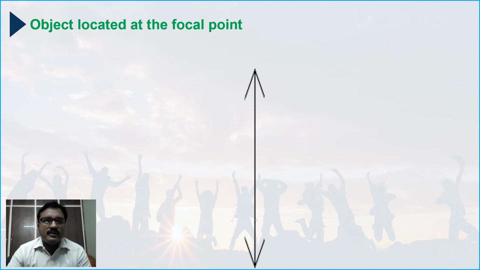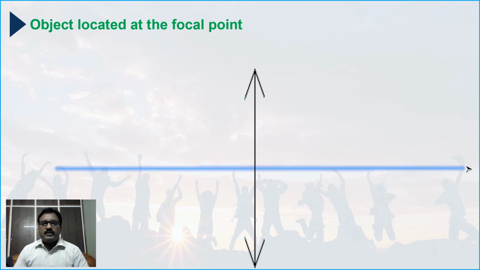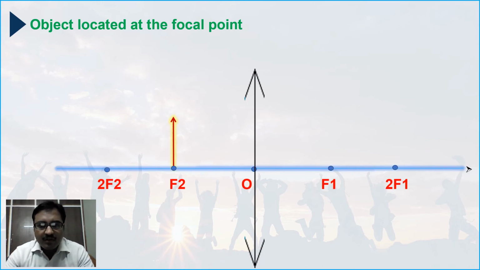Now let us see the characteristics of the image formed by a convex lens when the object is placed at the focal point. To observe the position of the image and its characteristics, we have to do the same thing. We have to draw the principal axis and mark the points. Now we have to take the object at F. What we have to do initially is draw a light ray parallel to the principal axis.